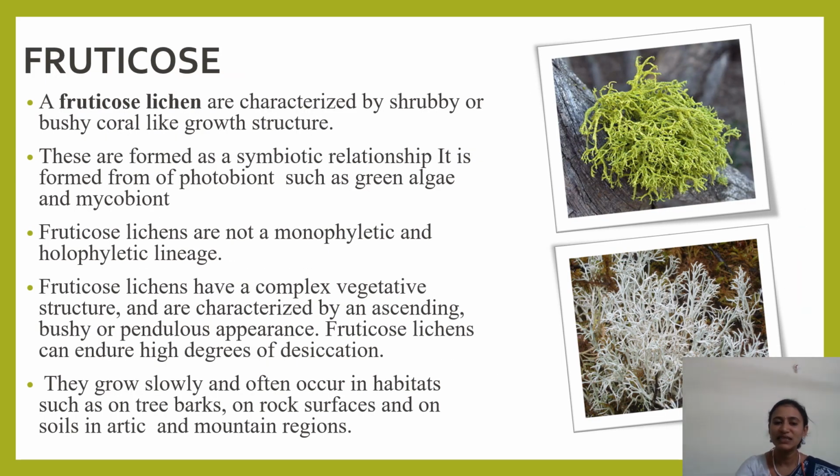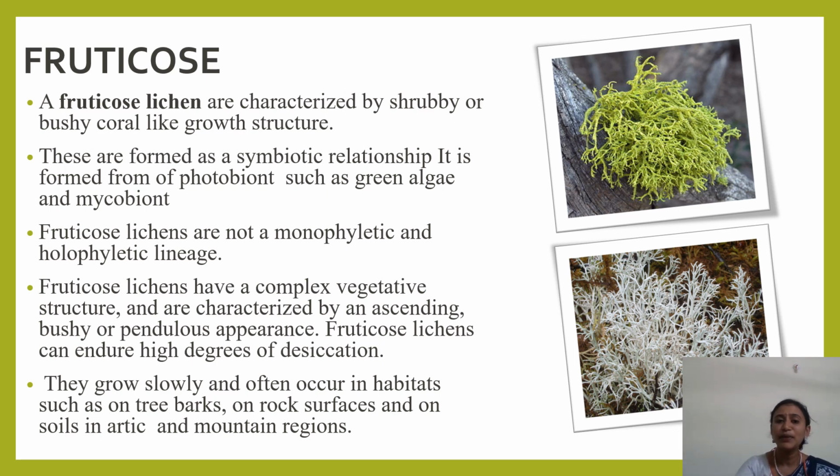So the next advanced stage is the fruticose lichen. Fruticose lichens are characterized by shrubby or bushy, coral-like outgrowths. These are beautiful structures. When you see them in nature, they look like sea coral hanging on the treetops.